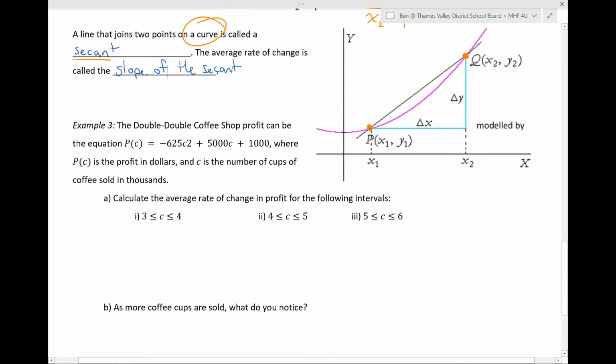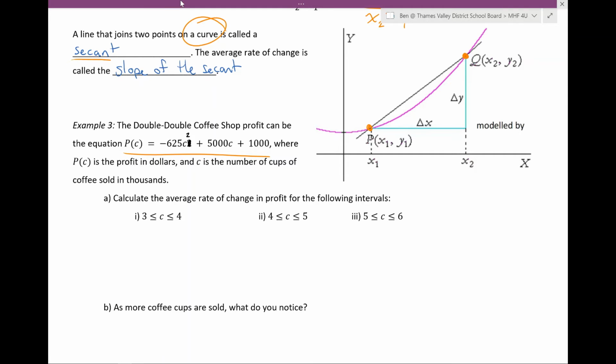Okay, so if we look at another application, we have a coffee shop. Their profit is given by this equation here. There is an error in this equation. I'm sorry for so many errors this time. That is, it should be negative 625c squared plus 5,000c plus 1,000, where our profit as a function of cost, that's P of C, is the profit in dollars, and C is the number of cups sold in thousands.